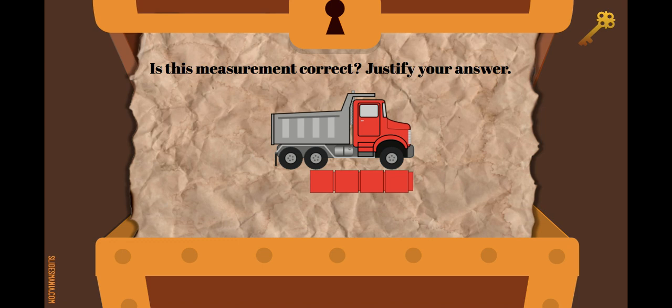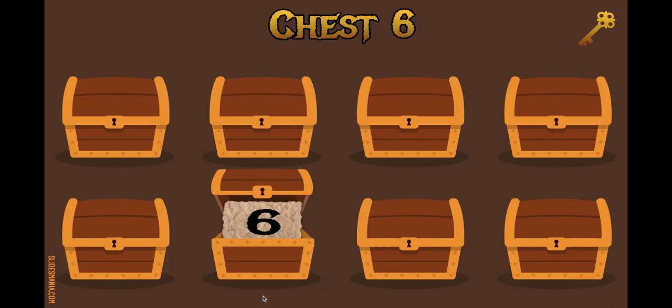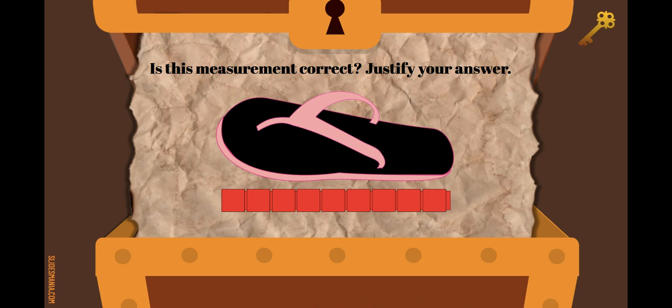What about this? No, this is not measured correctly because look, they left a gap at the front of the truck. They didn't start putting any cubes here, so we don't know how long the truck is. We know how long the truck is from this part of it to this part, but we don't know how long the whole thing is. So this isn't measured correctly. Is this flip flop measured correctly? Yes, it is, because again, the cubes go from end to end and they're put in the right exact spot.